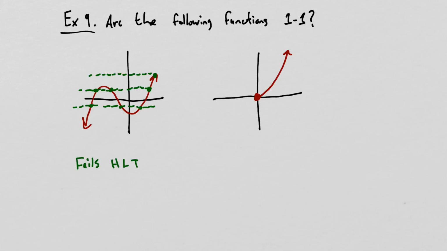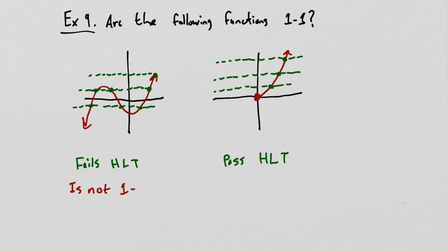And we can go ahead and apply the horizontal line test to the function on the right-hand side. But what we notice is we can't find a horizontal line that passes through this function more than once. And so this is going to pass the horizontal line test. And so what this tells us is that the function on the left-hand side is not one-to-one, and the function on the right-hand side is in fact one-to-one.